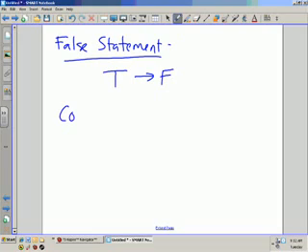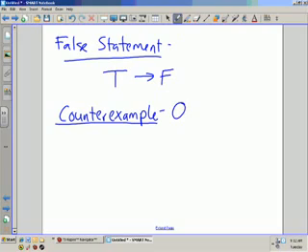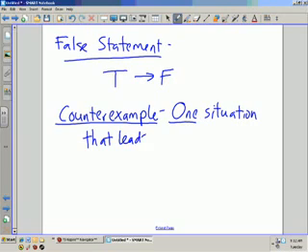And the other word that we need to get in here is counterexample. It is one situation, and you only need one, that leads to a false statement. The counterexample is one situation that leads to a false statement.